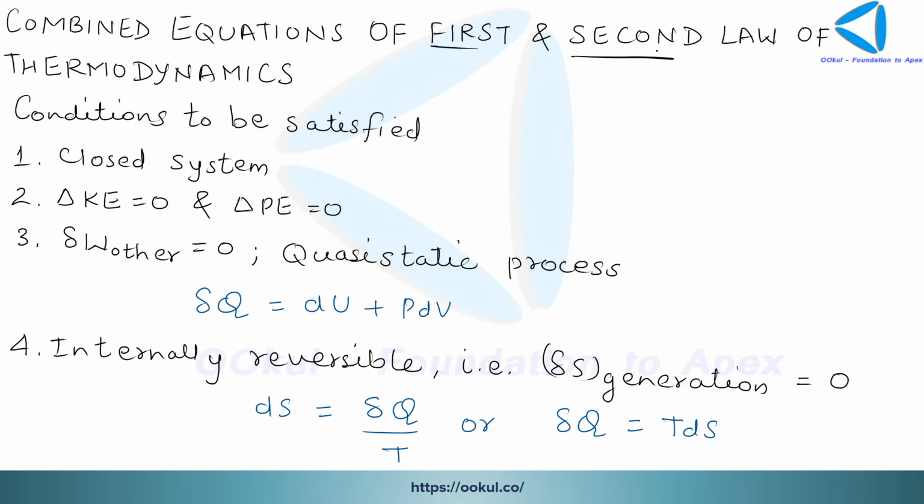There are some conditions which are to be satisfied for these equations. First, the system must be a closed system. Change in kinetic energy and change in potential energy must be equal to 0. Work done by any other process must be equal to 0; only the work should be PdV work. Next, it should be a quasi-static process, meaning it is taking place at a very slow rate, and it must be an internally reversible process. That means the entropy generation must be equal to 0. So for this case, we get ds equal to del q by T, or del q equal to T ds.